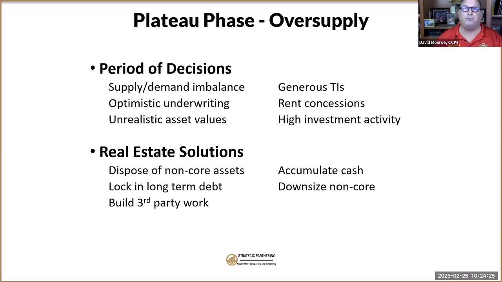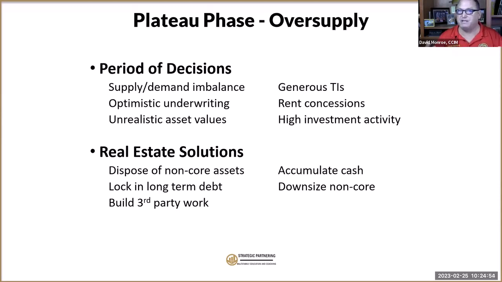You got to build third-party work. If you're a broker and transactions get fewer and fewer, which we are seeing, how are you going to supplement that income? If you're relying on commissions, you need to build third-party work. That's becoming a consultant or maybe a coach or something like that. But you need something to get you through what's coming, which will be the next phase.